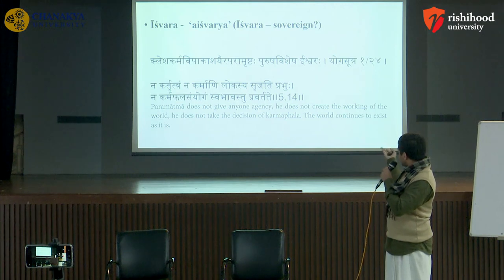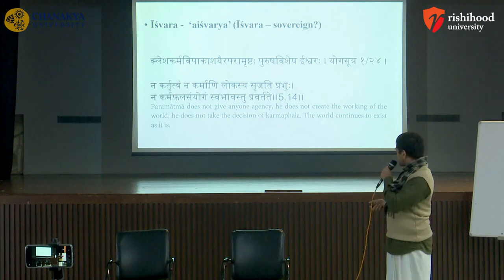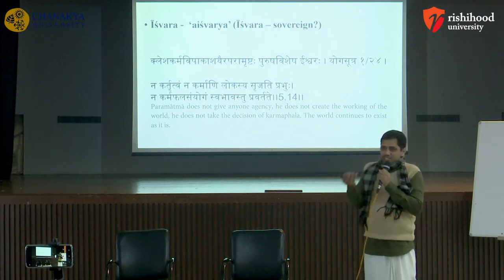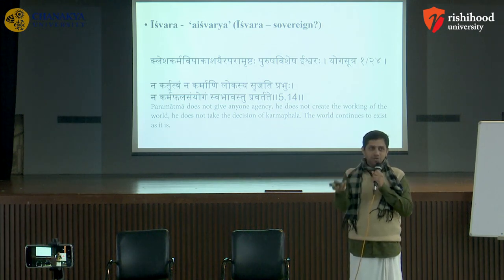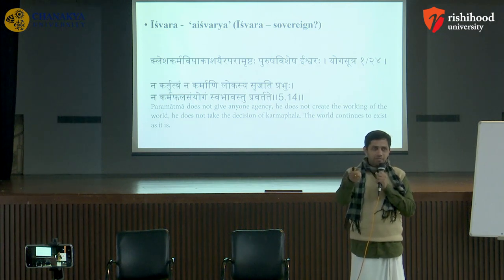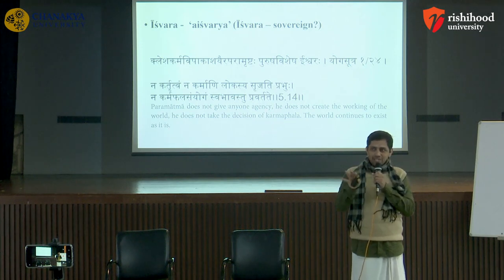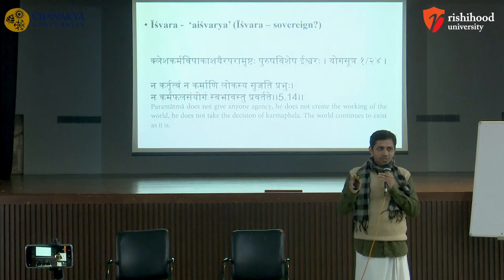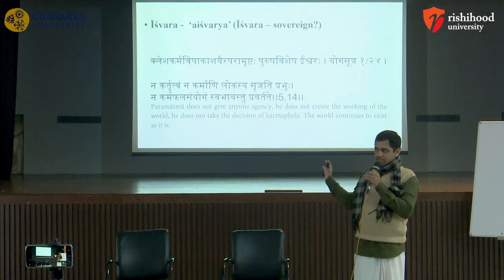And this is from the Bhagavad Gita. Na kartritvam na karmani lokasya srijati prabhuh, na karma phala samyogam. So he doesn't give even kartritva to someone. He doesn't give karma phala. Because someone did some karma, he gets his phala. And because there is Ishvara as a sakshi, everyone gets their phala. So Ishvara is not deciding what one should get. This is what even the Bhagavad Gita says.